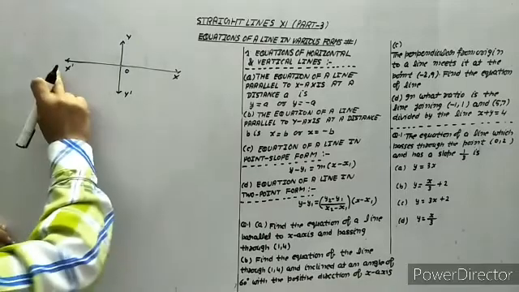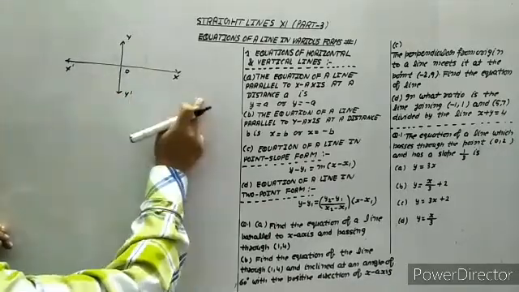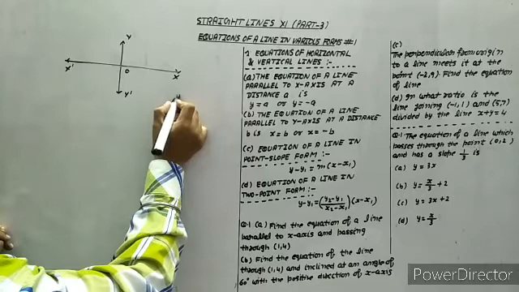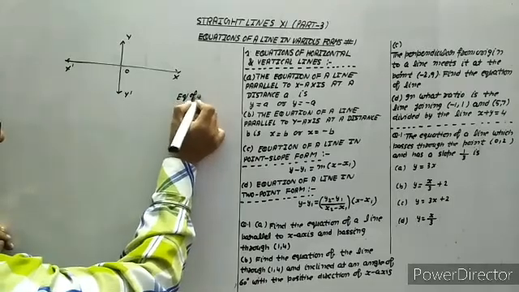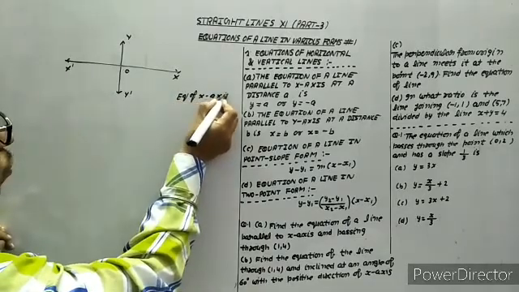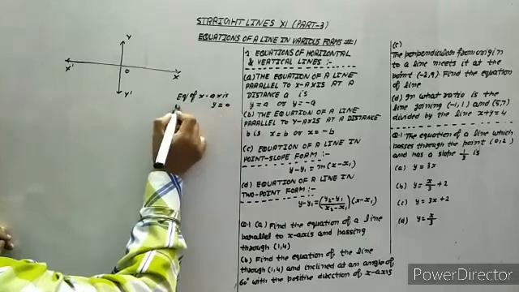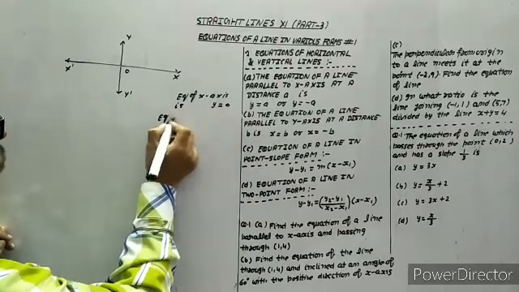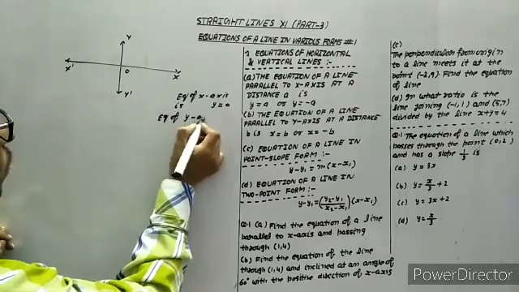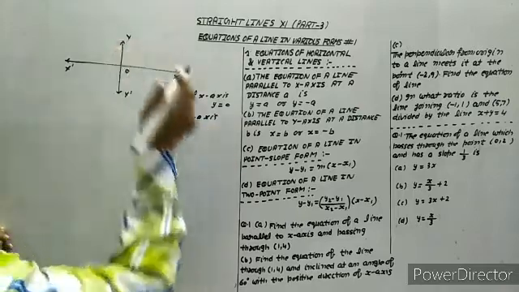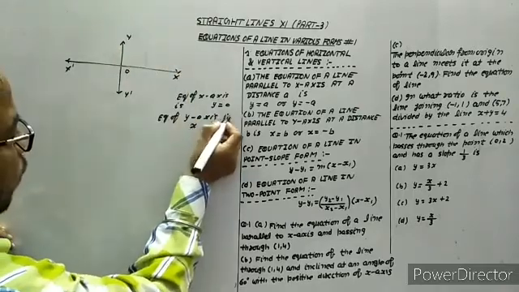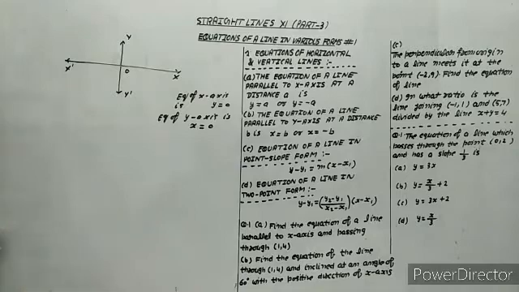First of all, the equation of the x-axis. On the x-axis, y is equal to 0. Therefore, the equation of the x-axis is y = 0. In the same way, for the equation of the y-axis, because on the y-axis we have x equal to 0, the equation of the y-axis is x = 0.